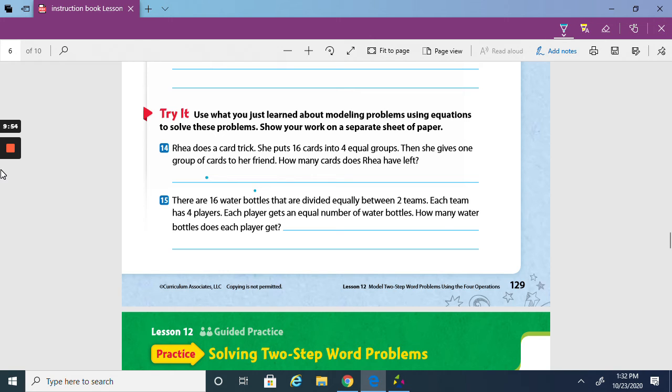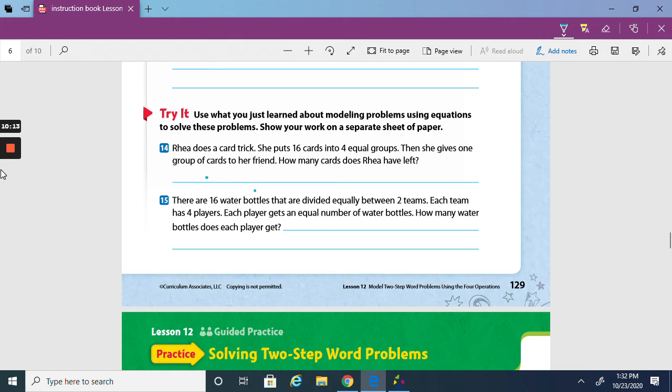All right, let's look at number 14. Ray does a card trick. She puts 16 cards into 4 equal groups. Then she gives one group of cards to her friends. How many cards does Ray have?